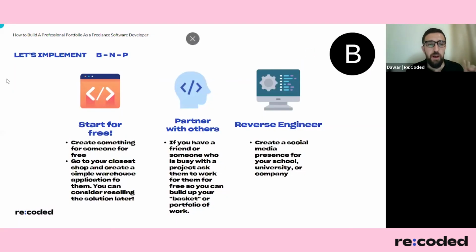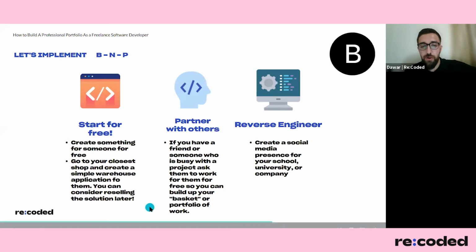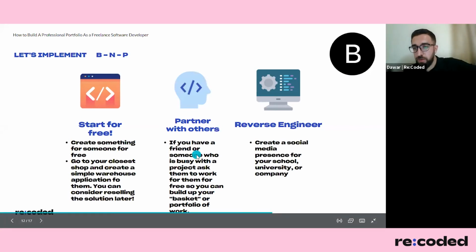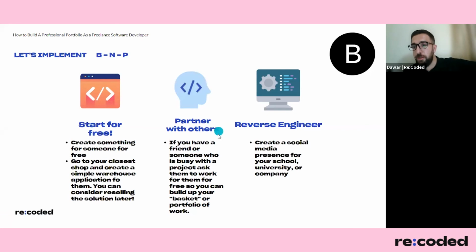So moving on to B, how we can implement B, how we can start building our projects for our basket. If you don't have anything in your basket, that's fine. These are the tips. Start for free. Let's create something for free for someone. I mean, you have to start at a point, right? If you don't have something in your basket and you really want to be a professional freelance developer, start something for free. So an example that I always give to everyone because I personally did it: go to your closest shop or warehouse, any place around you, and start developing software for them just for free, because you have to have something in your basket, and that would be your initial point.